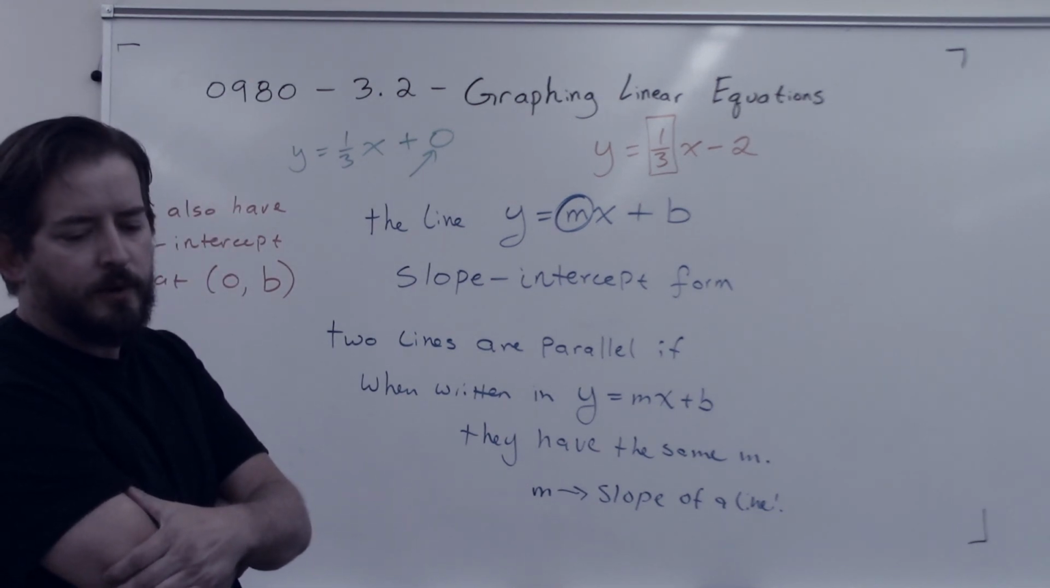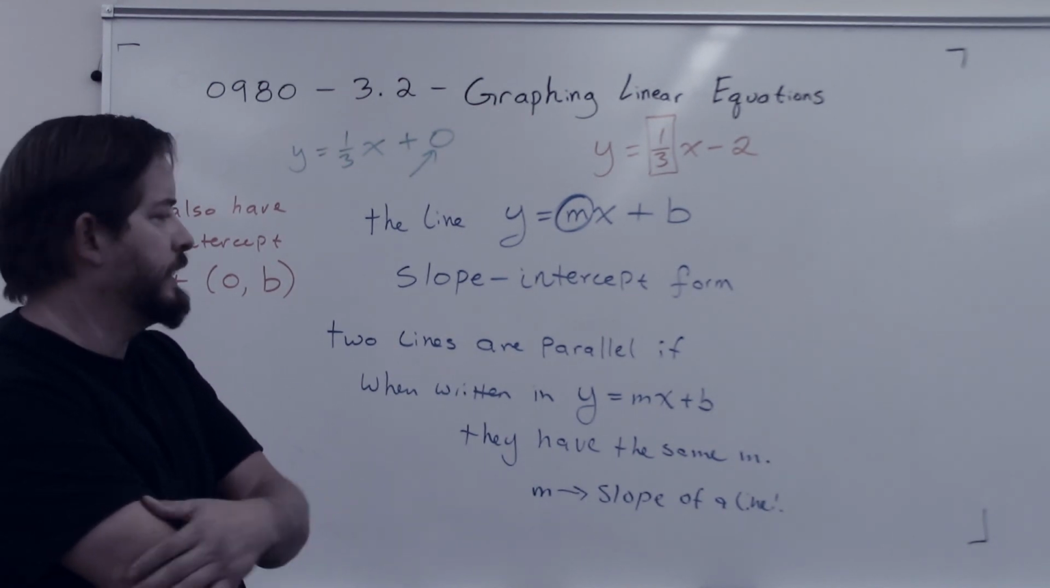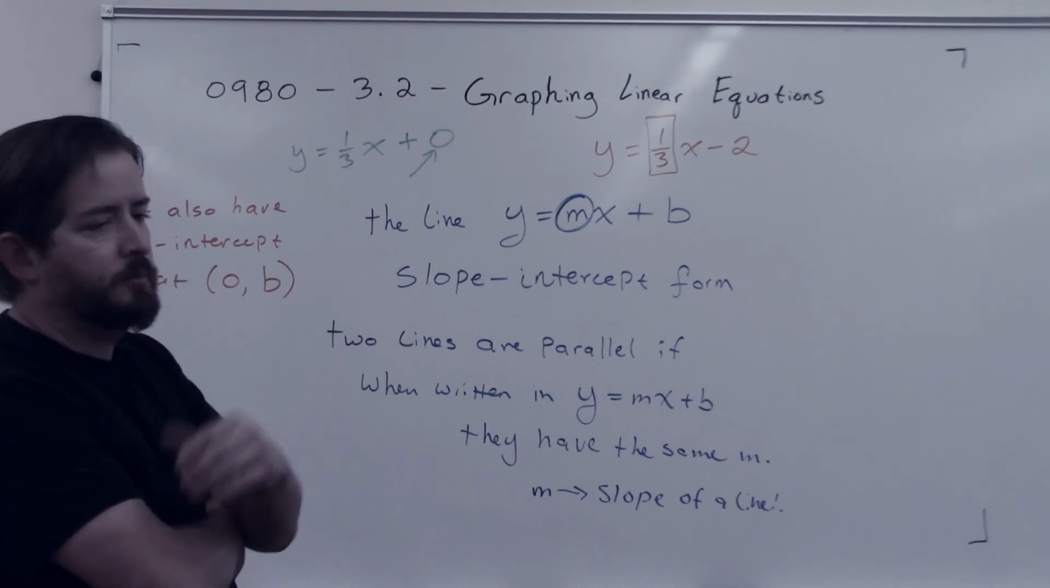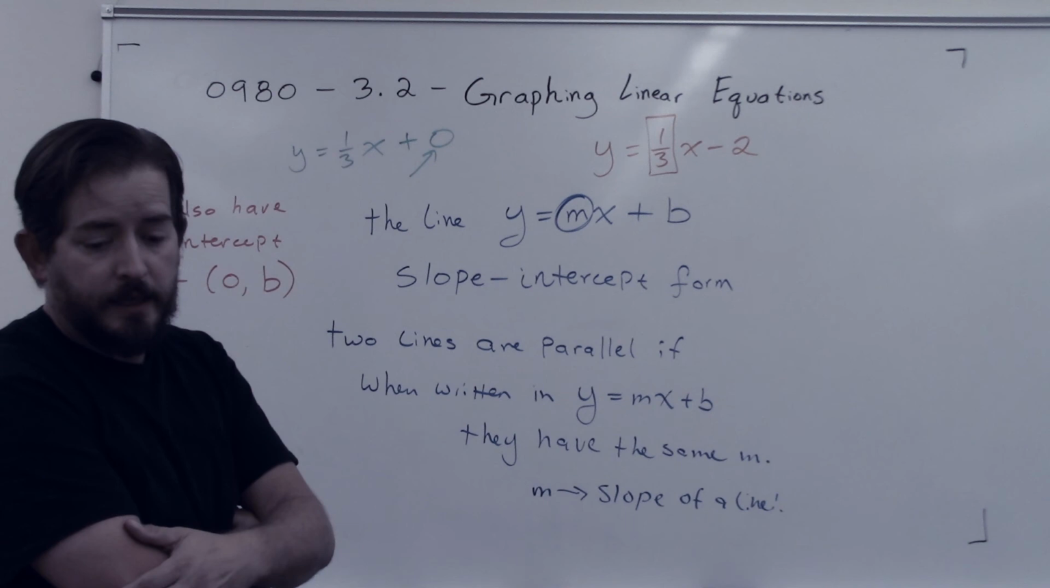3.3 talks about graphing using intercepts, and then 3.4 talks a little bit more about slope. So we'll get into that a little bit more. But you can graph things rather quickly using this form. And again, we'll see that again, and we'll revisit it in more depth.